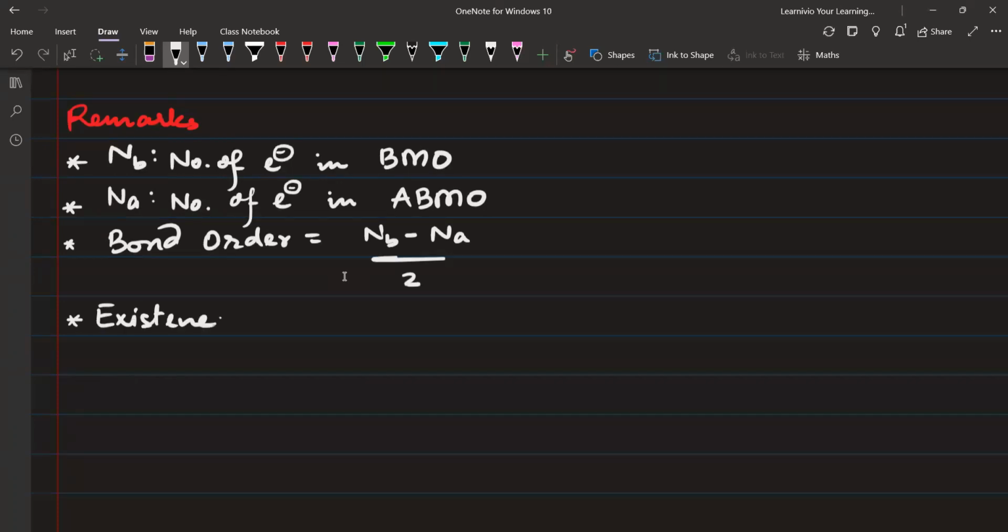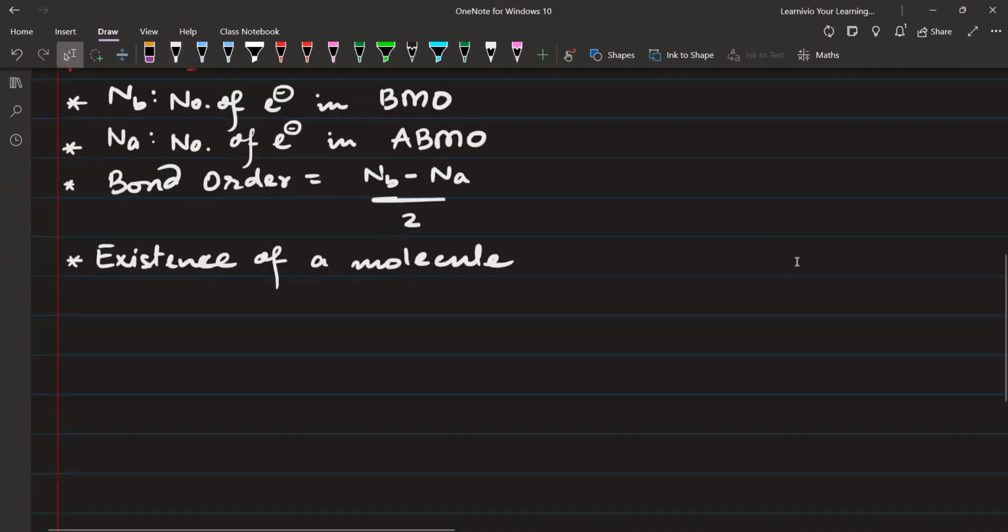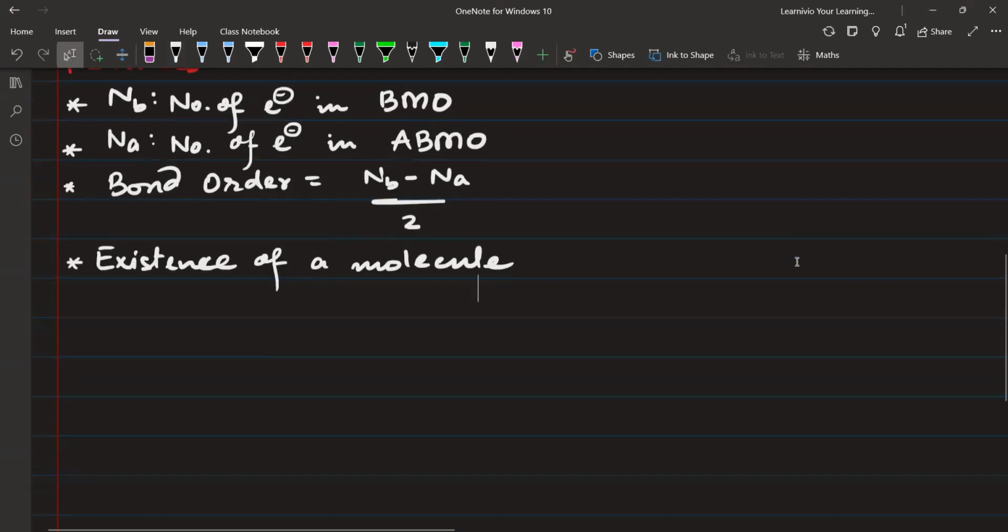Existence of a molecule. Whether the molecule is going to exist in reality or not will depend on whether there is any bond between the atoms, because the molecule is made by atoms, and if the atoms have a bond between them, then the molecule will exist.